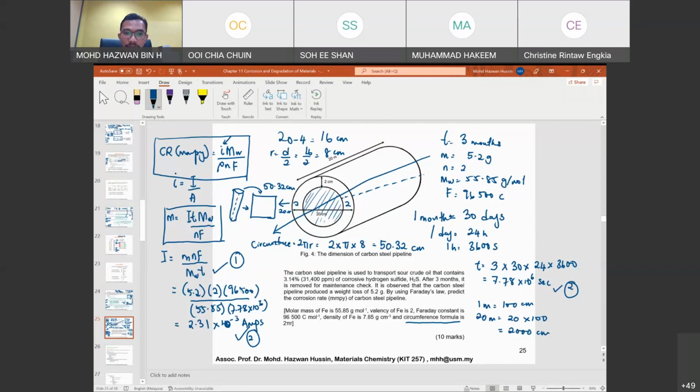So the area now, you can calculate by multiplying the width and also the length, which is 50.32 multiplied by 2000. Can you calculate that? Yes, doctor. What is the value?